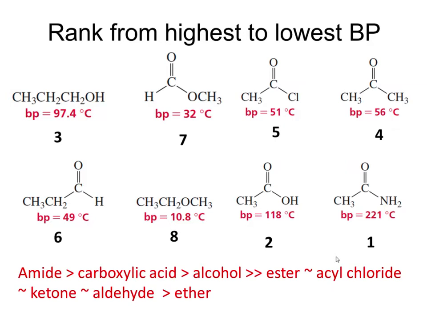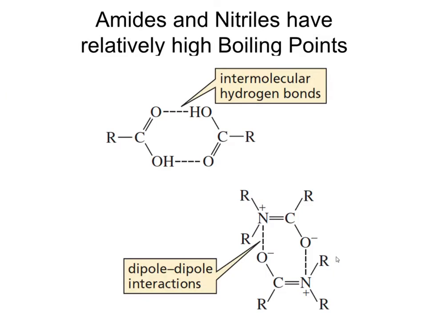So this would be your sort of hierarchy, with your amides, carboxylic acids, and alcohols being much greater. Esters, acid chlorides, ketones, aldehydes, all pretty close. Why is this? You can think about the hydrogen bonding, as well as the specific dipole-dipole interactions that can come with amides and carbonyl groups.